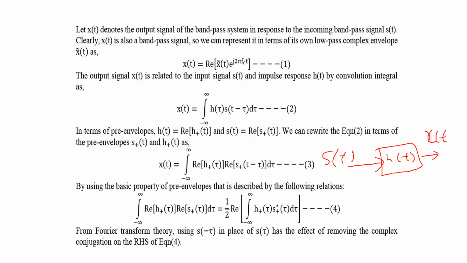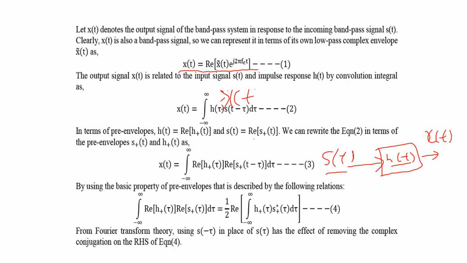So what is s(t)? s(t) is the bandpass signal. What is h(t)? h(t) is the response of the bandpass system. The incoming bandpass signal is s(t), and x(t) is the outcome signal. What is x(t)? x(t) is the real part of x tilde of t into e to the power of j2 pi Fc t. Now how are h and s related? x(t) is equal to h(t) convolved with s(t).